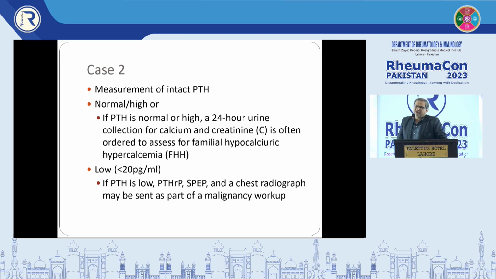If the PTH is normal or high, a 24-hour urinary collection for calcium and creatinine is often ordered to assess for familial hypocalciuric hypercalcemia. If it is low, then we will consider other causes. So this patient has primary hyperparathyroidism. Her PTH level was elevated, and the 24-hour urinary calcium and creatinine clearance was normal. In primary hyperparathyroidism, the urinary calcium excretion is increased. Although parathyroid hormone increases calcium reabsorption, it increases the calcium level in the blood far greater than it increases the reabsorption of calcium from the urine. So in primary hyperparathyroidism, urinary calcium excretion is increased, but in familial hypocalciuric hypercalcemia, the urinary calcium excretion is decreased.